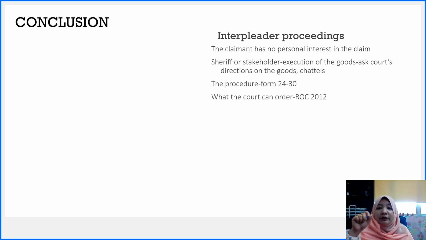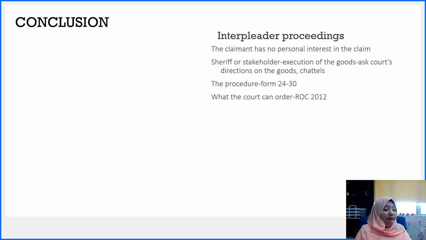For the execution of the goods, they will need to ask the court's direction on the goods and chattels, and the procedure is stated in Order 17 and in Form 24 up to Form 30, and the court order is stated under Order 17. Mode of application, service, notice of application, and the powers of court are stated under Rule 5, and the power to set aside the application, power to stay proceedings. This is among the powers, and then withdrawal or admission and other powers. There can be other powers as the court thinks fit.